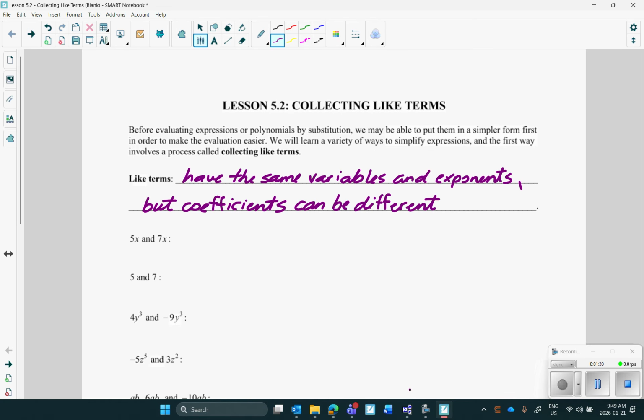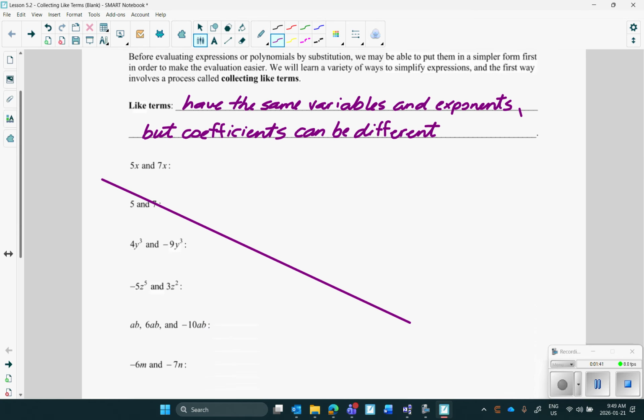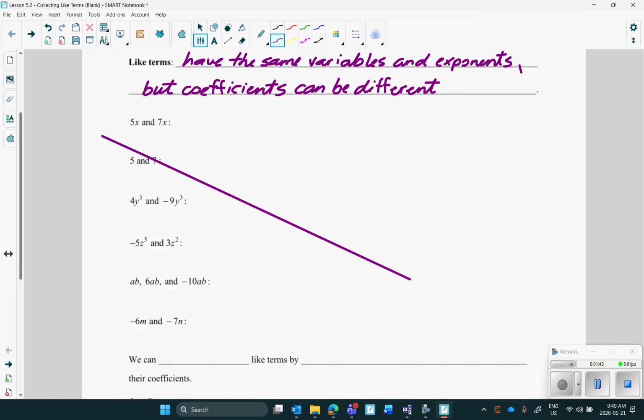So let's just look at these, see whether they're like or not like. 5x and 7x. Like. 5 and 7. Yes. They don't have variables and exponents, which means that they're like. If one of them had a variable with it, then they would not be like.